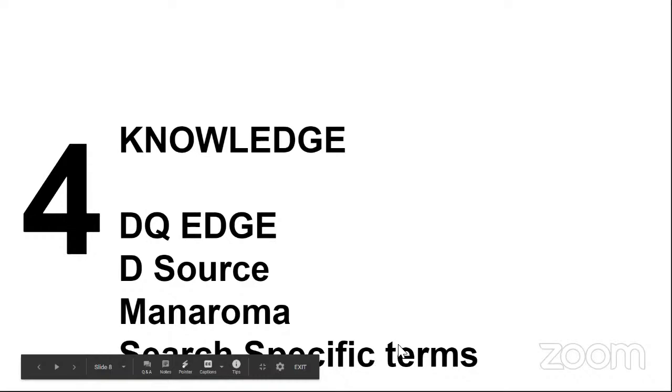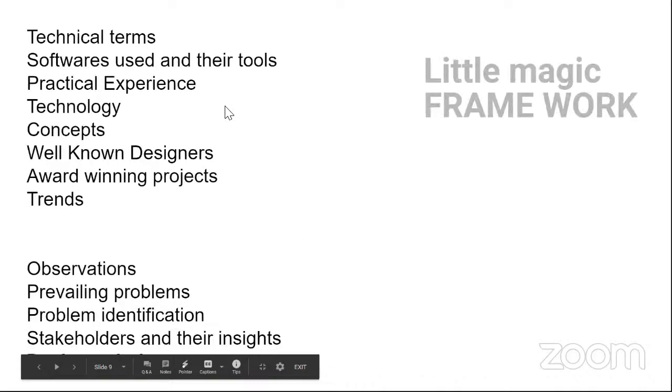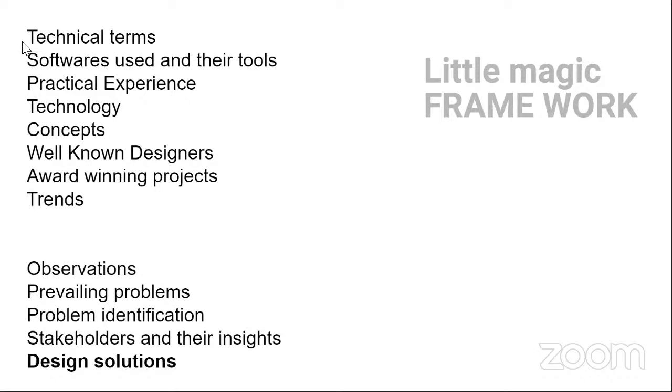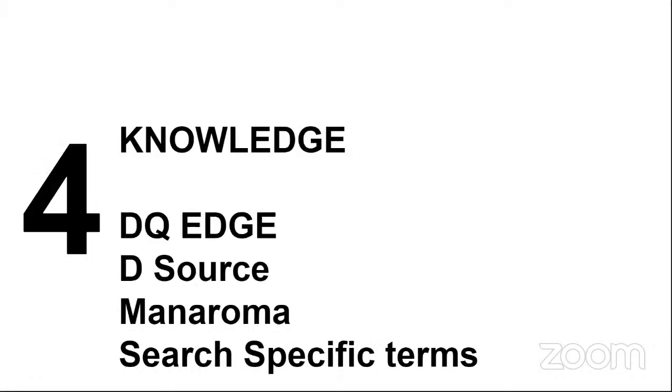If you still have got time, I would want you to search some specific terms. What you have to do is just prefix these terms with design. For example, design technical terms, Google it. You will get some resources, just go through them. Design software used and the tools, design practical experiences, design technology, design concepts, well-known designers, design awards, design trends. Okay, so just take a snapshot of this and prefix with design, and you can Google search and go through some resources, and that way you can improve your knowledge of the domain.